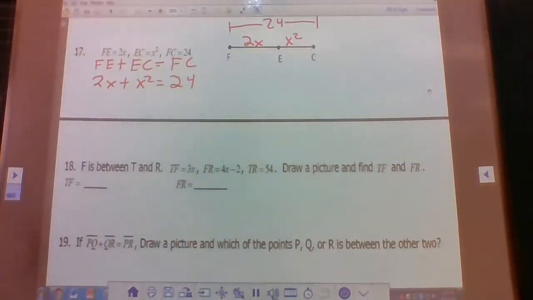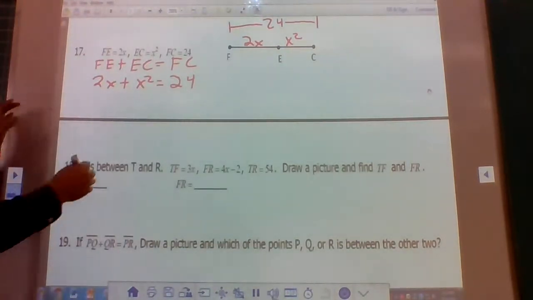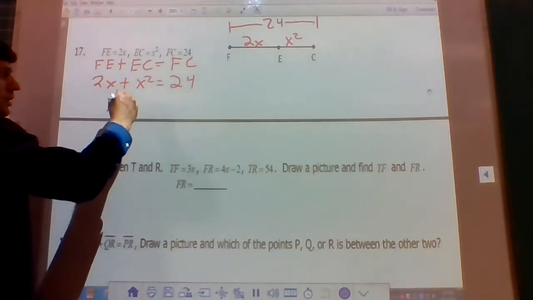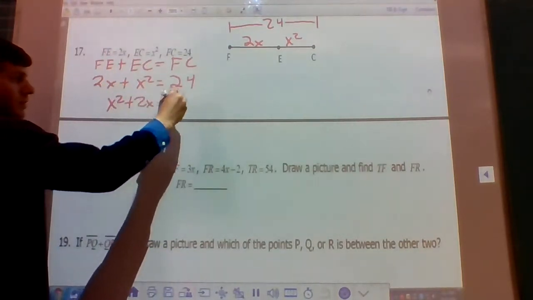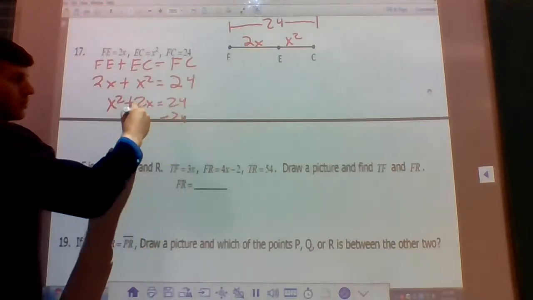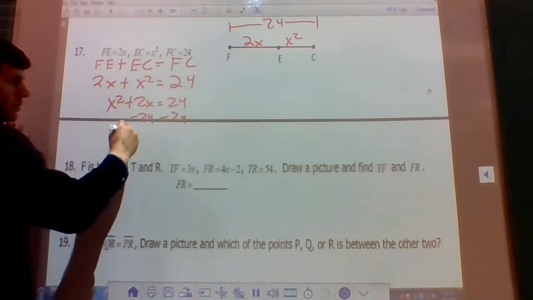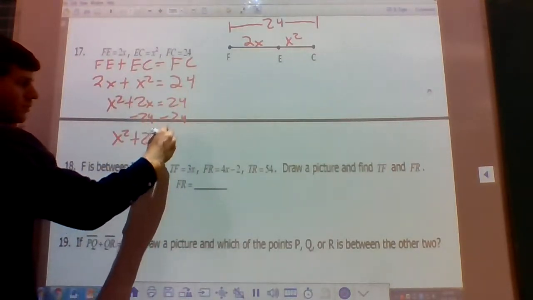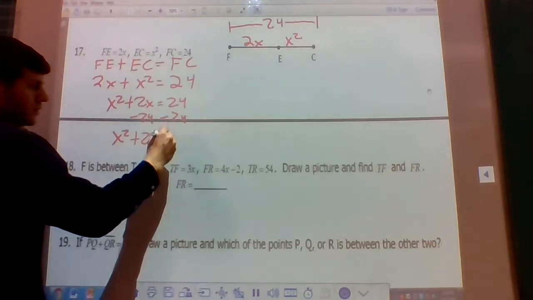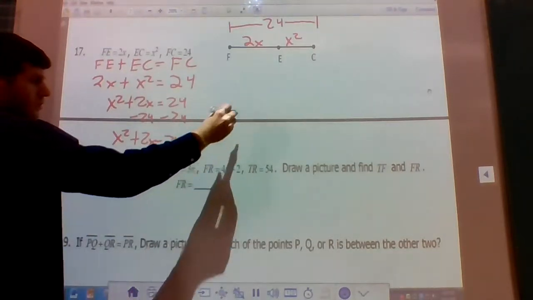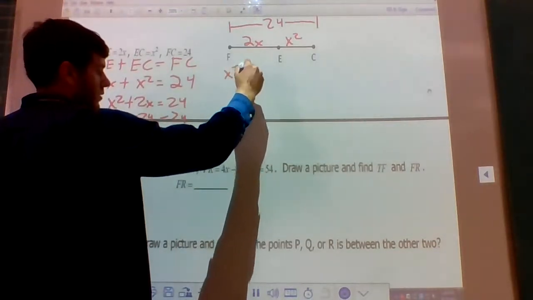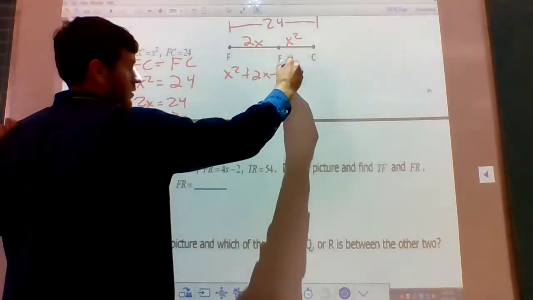So this one we have an x squared and an x, so we're going to need to factor. I'm going to rearrange these. So x squared plus 2x equals 24. I'm then going to subtract 24 from both sides. So x squared plus 2x minus 24 equals 0. So let's put it up here. x squared plus 2x minus 24 equals 0.